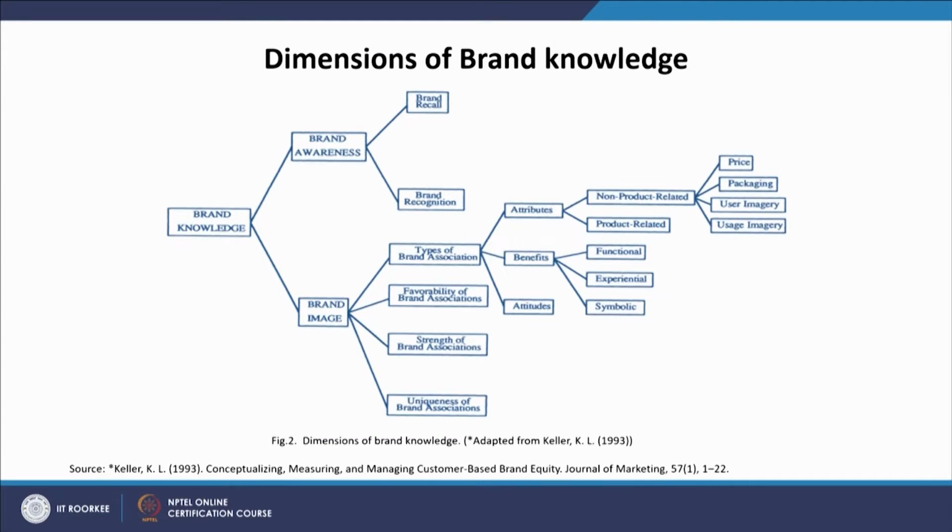Consumer. So attributes, then there are product related attributes and non-product related attributes, softer ones, price, packaging, user imagery, and so on, usage imagery also. And then benefits, functional, experiential, symbolic. Let me talk about this in slightly longer lengths.